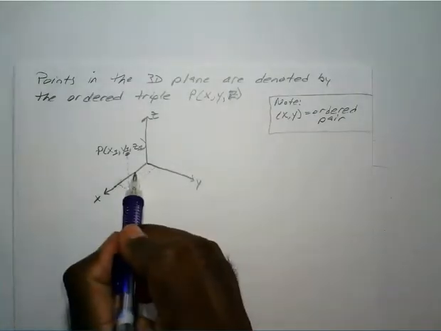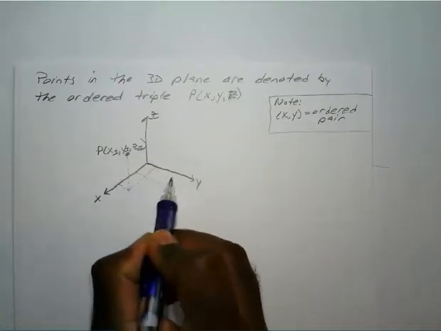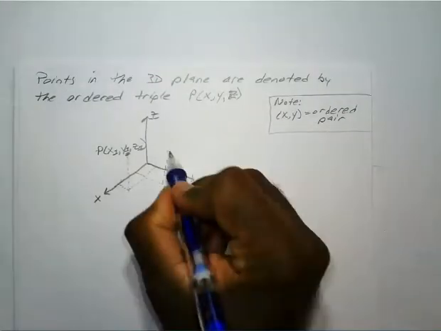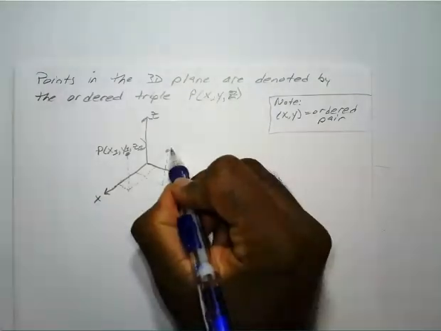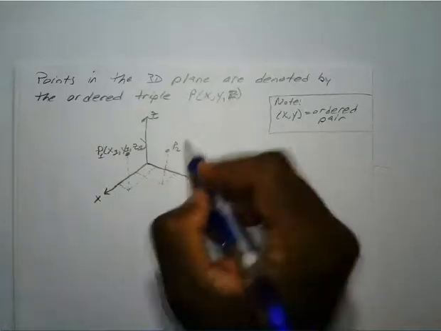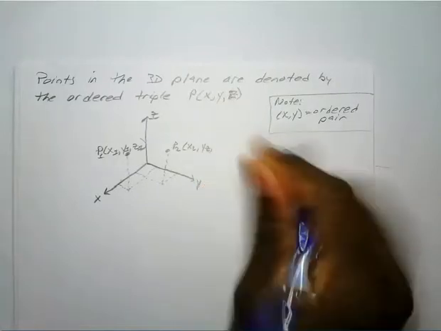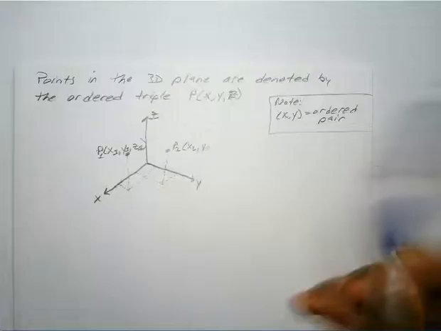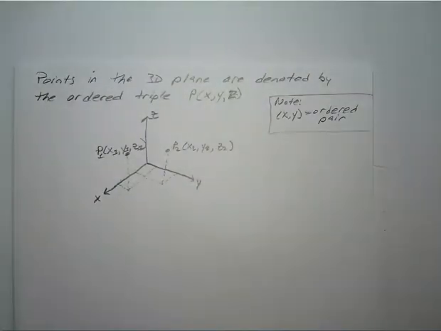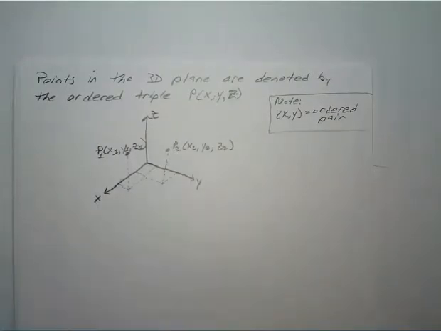Alright, so what if we had a second point? Let's say we have another X value here, another Y value here, and we go up another Z value. Let's make this point number 1 and this point number 2, so we'll call it X2, Y2, and Z2. So we have our point number 1 and our point number 2, both in the same space.